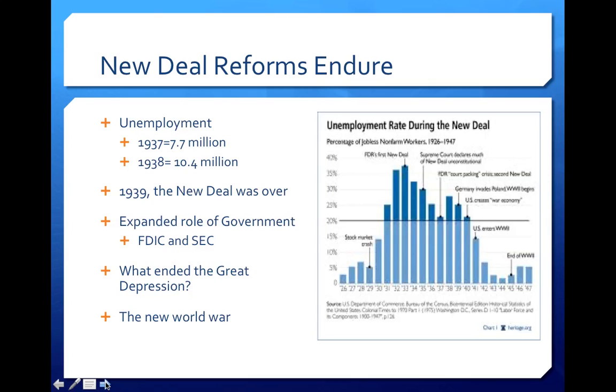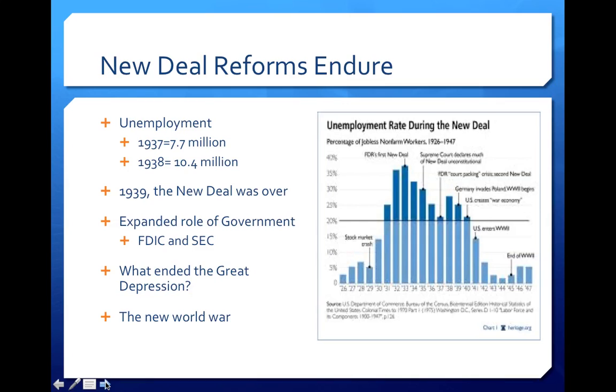When we look at 1937, 7.7 million people were unemployed. A year later, 10.4 million people were unemployed. By 1939, historians claim that the New Deals were effectively over. The lasting impressions that they did have, clearly, the expanded role of government or government regulation.